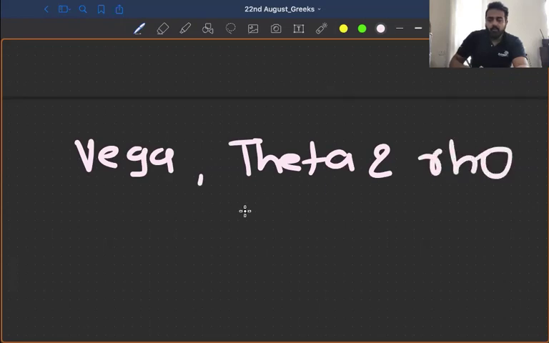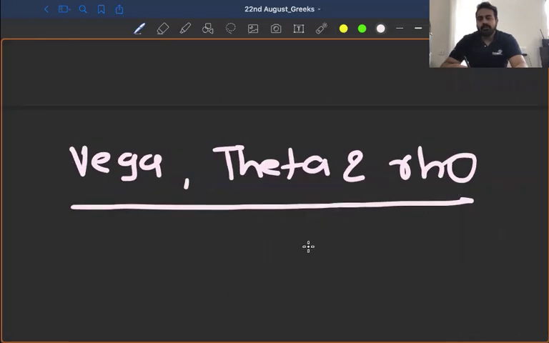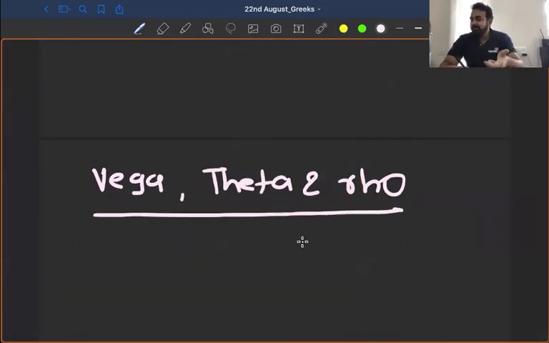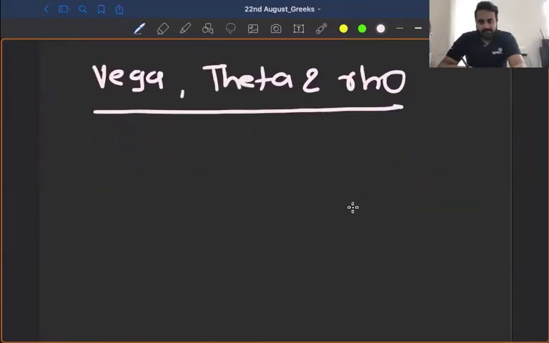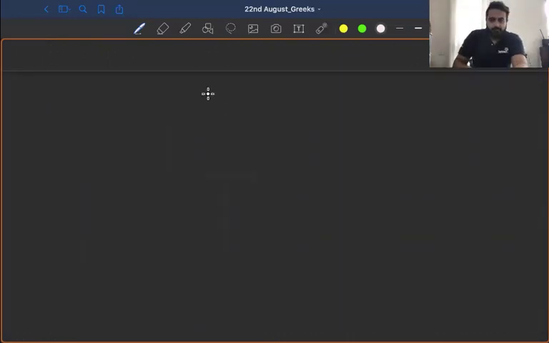We will learn how to interpret Vega, Theta and Rho, and then we will also learn in which direction they play out. For example, if I have a short put position, will I have a positive theta or will I have a negative theta? So we will learn all those areas. But let's start step by step. Let's do some very basic understanding of the concept of Vega.